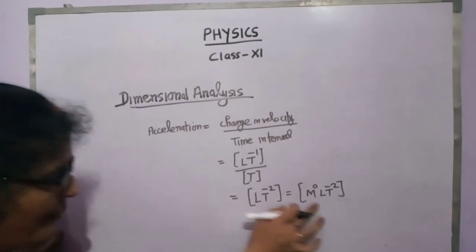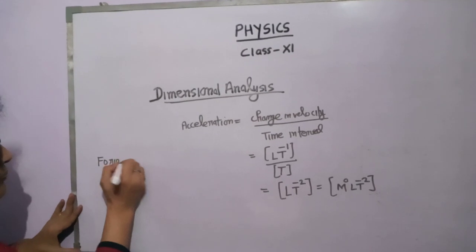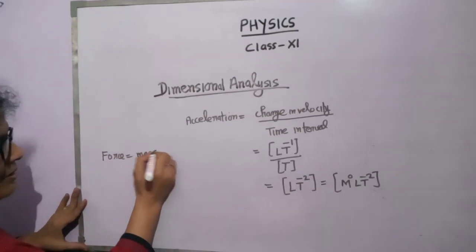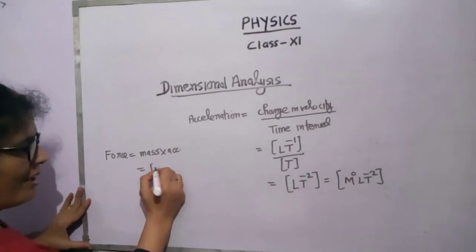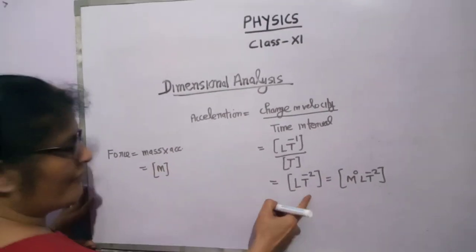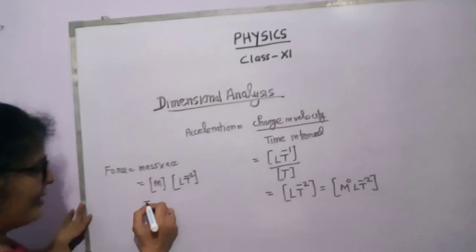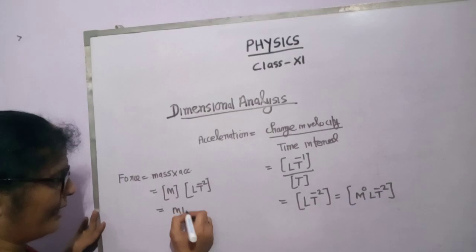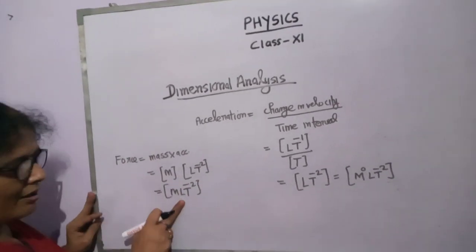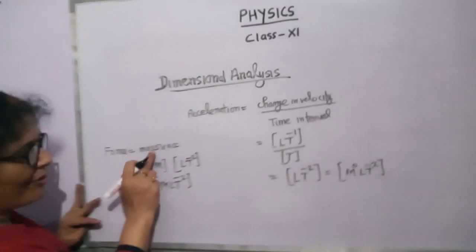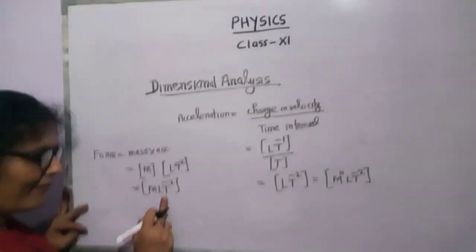Now, as you know the dimensional formula of acceleration, what about force? Force is equal to mass into acceleration. What is the dimensional formula of mass? Capital M. What is the formula of acceleration? L T raised to the power minus 2. What is the dimensional formula of force? M L T raised to the power minus 2. You have to learn it, not just from the formula. You must know the formula, substitute its value, and you can get its value also.